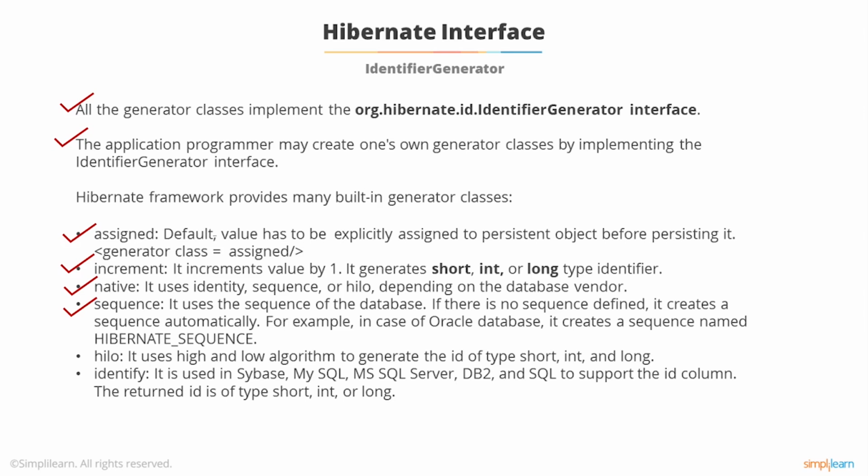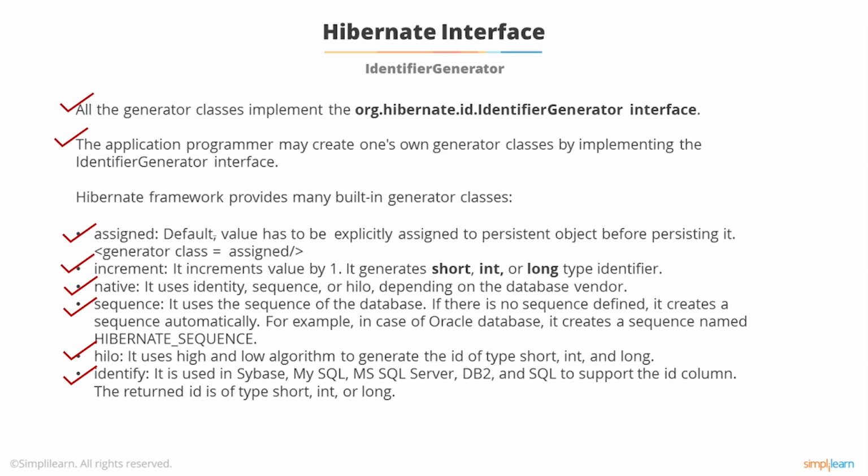Hilo: it is used in high and low algorithms to generate the ID of type short, int and long. Finally, identity: it is used in Sybase, MySQL, SQL Server, DB2 and HypersonicSQL to support the ID column. The returned ID is of type short, int or long. So it auto generates the ID which could be the primary key in your table.